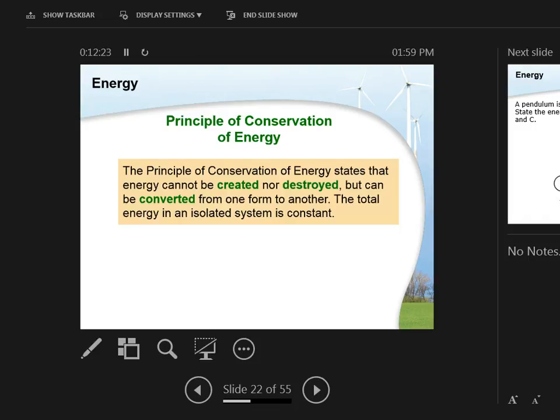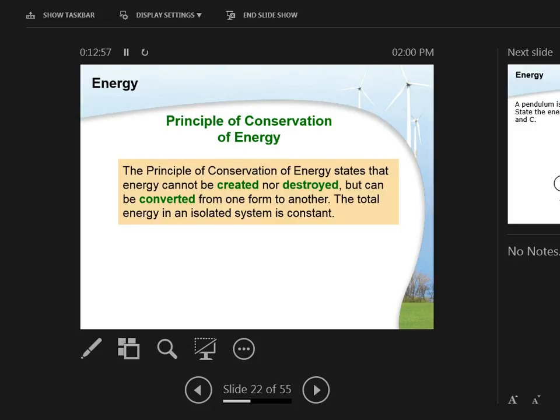This is a principle. It does not change. Conservation. That means the total amount, whatever it is, we preserve it. Okay? The principle of conservation of energy tells us that energy cannot be created, it cannot be destroyed. It can only be converted from one form to another. And the total energy in an isolated system is constant.